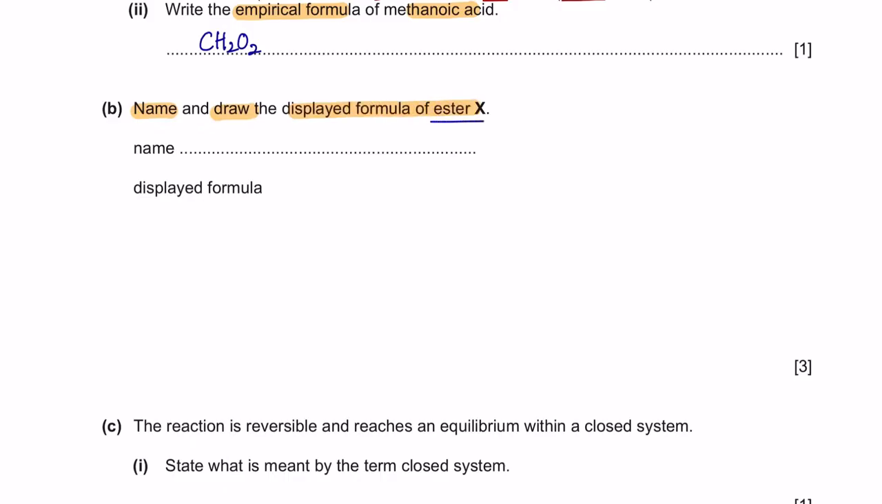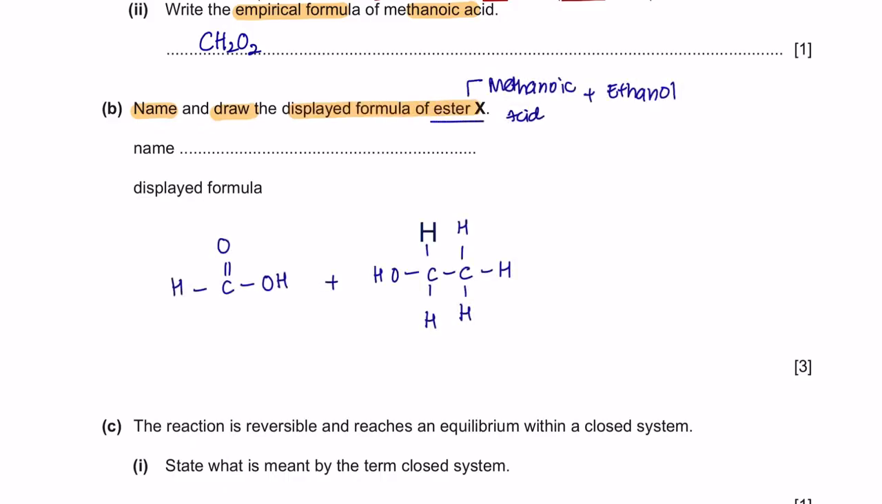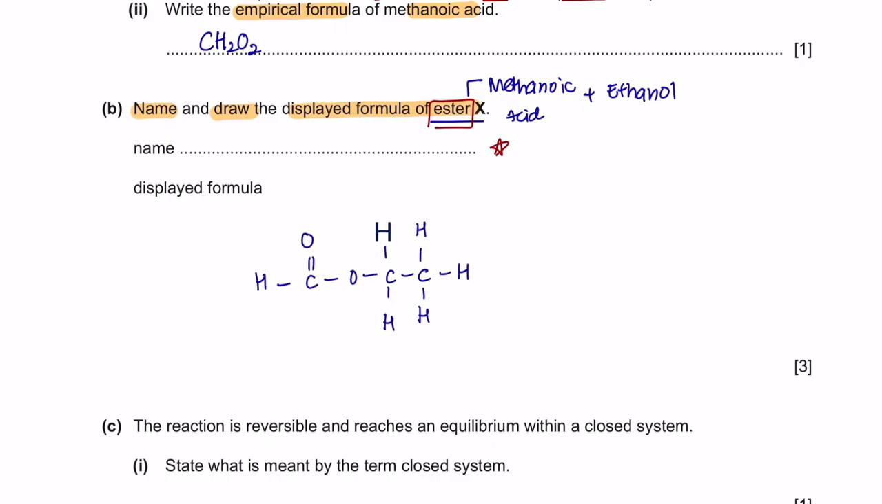Ester X was formed from methanoic acid and ethanol. The process of esterification to form an ester is by removing the water molecule, which means that H2O will be removed from this. So leaving us with the ester. And to name this ester, we're going to first take the name from the alcohol. Ethanol would be named as ethyl, and then methanoic acid would become methanoate. So the ester name is ethyl methanoate.